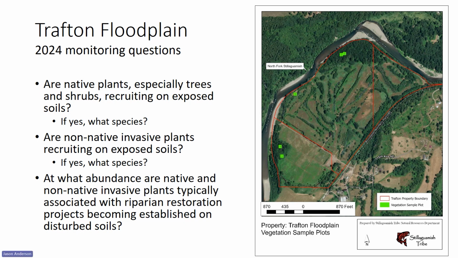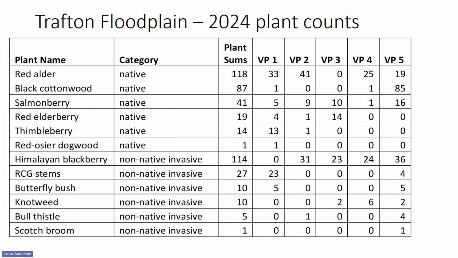Each sampled plot was 10 feet by 10 feet square, and we initially wanted to do more plots. However, we were constrained by time and budget restrictions. So 5 plots it was. So here's a brief overview of the plants that were observed, and I've restricted the results to the top 6 most commonly observed plants in both native and non-native categories.